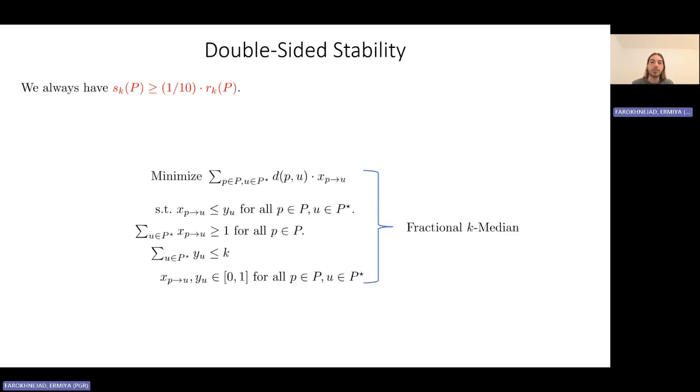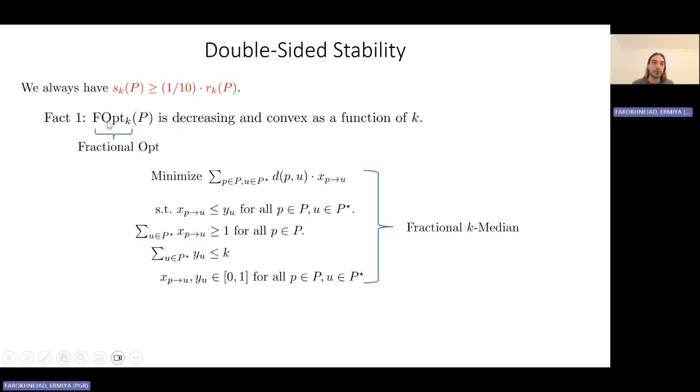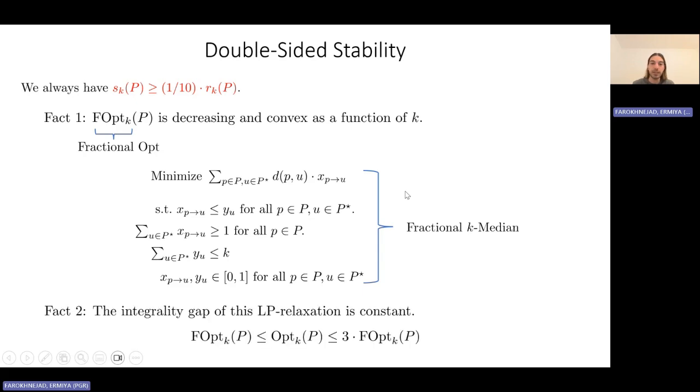For this part, we consider the LP relaxation, the well-known LP relaxation for the K-median problem. We call this fractional K-median. The first fact about this fractional K-median is that if we consider the optimum solution for this LP, which we denote by f opt k, as a function of k, then it is a decreasing and convex function. This is the first fact that we figured out. And the second fact is that the integrality gap of this LP relaxation is constant. It's at most 3.